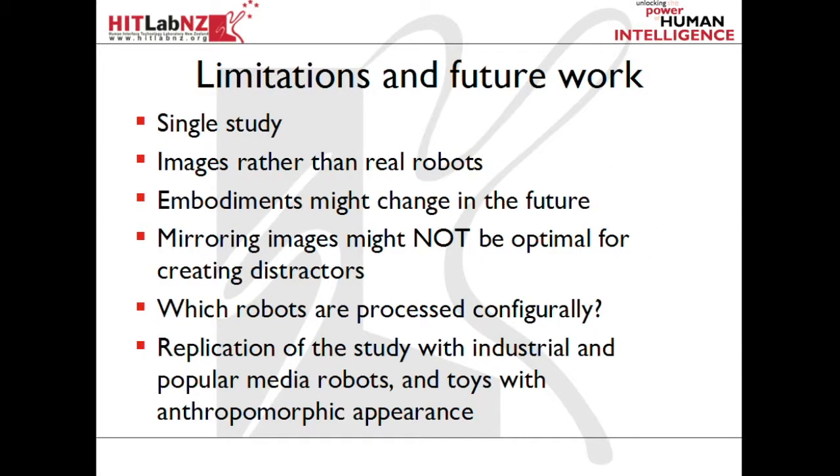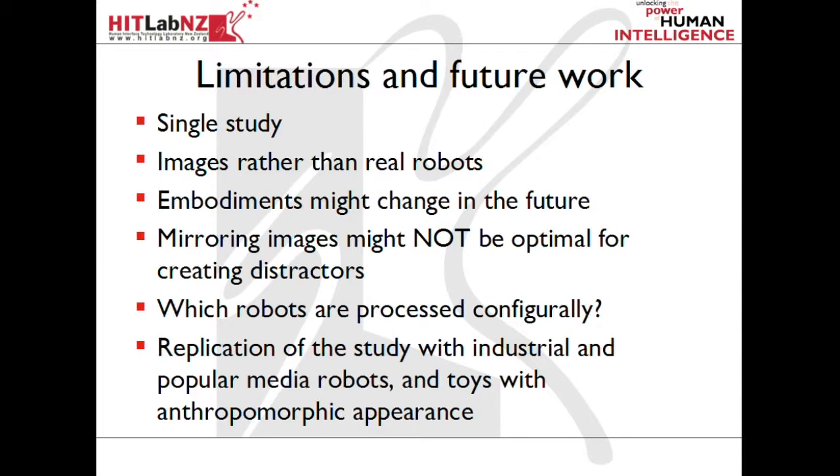Finally, I would like to end by discussing some limitations and potential future work. So definitely it was a single study and an exploratory study, therefore it's necessary to replicate the results. We used images of robots rather than real robots, which might lead to question the generalizability of the results. However, the studies of the inversion effect up to now used images and generalized the results for humans and objects. Therefore, we believe we can do the same for robots.